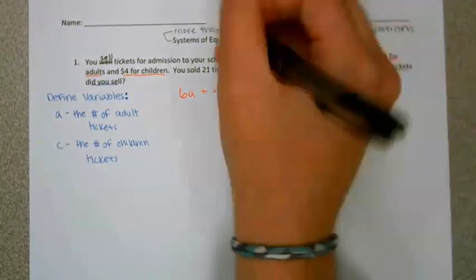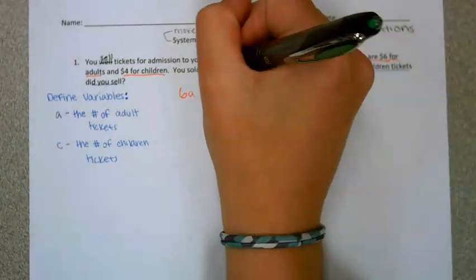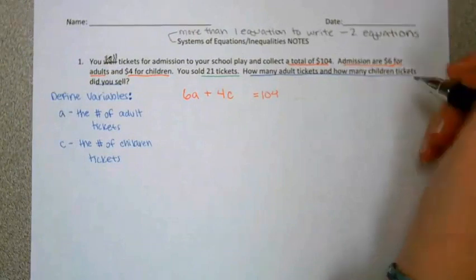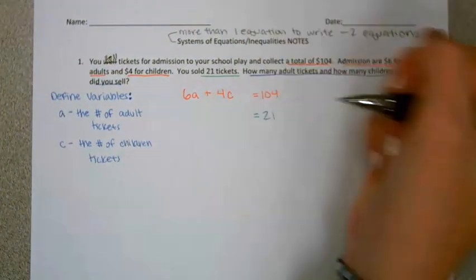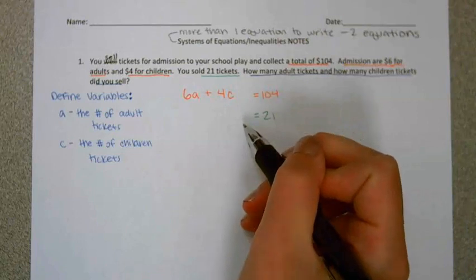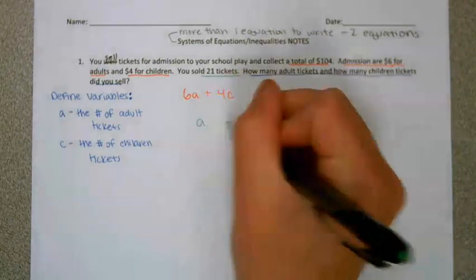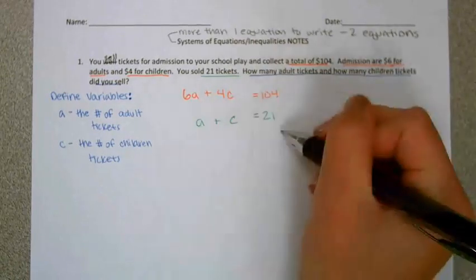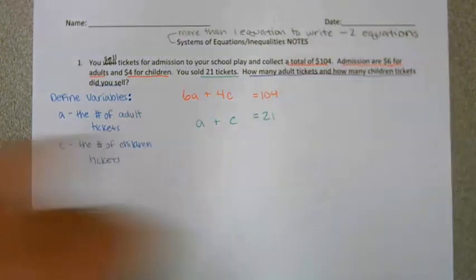Then I have this other piece of information that says I sold 21 tickets. So I'm going to have a total of 21, but what are those tickets made up of? Well, they're made up of a certain amount of adult tickets and a certain amount of child tickets. So it's just a plus c equals 21. And there I have my two equations.